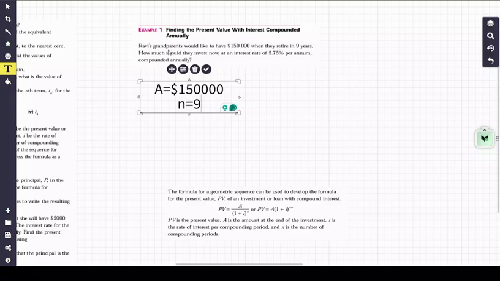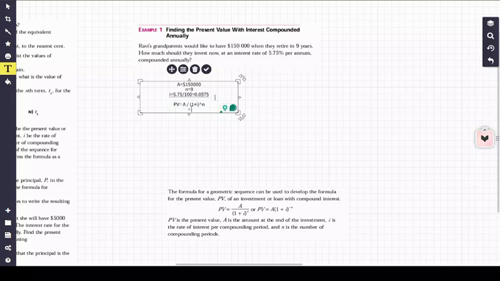And we see that if they invest now at an interest rate of 5.75% per annum, compounding annually, we do have 9 compounding periods because there are 9 years and it's compounded every annum. And our interest rate is going to be 5.75 divided by 100. Otherwise, it's 0.0575. Okay, and now we can use our little formula. So what we want to know is our present value, and that's going to equal A over 1 plus i to the power of n. Let's go ahead and plug it in.